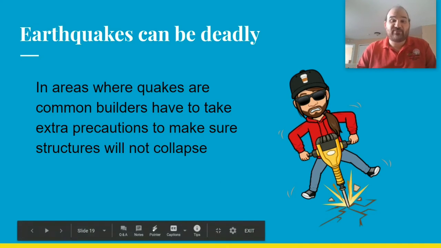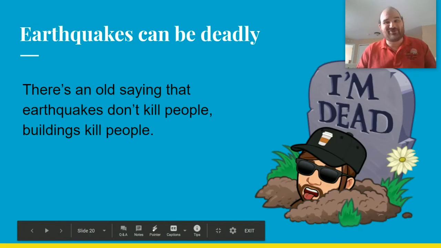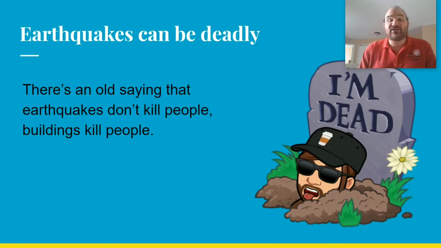And so, of course, earthquakes can be very deadly. There's an old saying that earthquakes don't kill people, buildings kill people. And that has to do with the fact that buildings have to be built to codes to make sure that nothing's going to go wrong with the building and have it fall down and kill people.